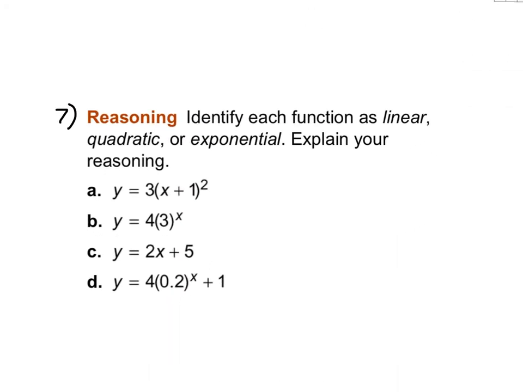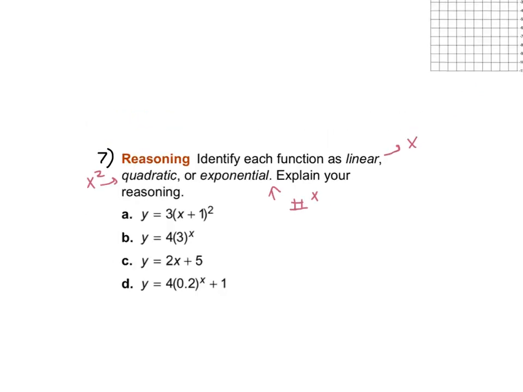For number 7, we're identifying each function as linear, quadratic, or exponential. So we know linear is going to be an equation that just has an x. Quadratic is going to be our parabolas, which are x squared, and exponential is going to be that number raised to the x, so our x is going to be our exponent.